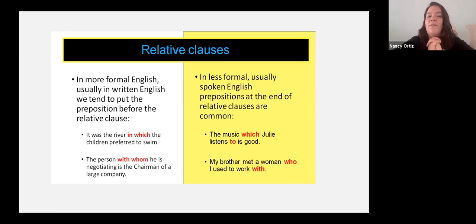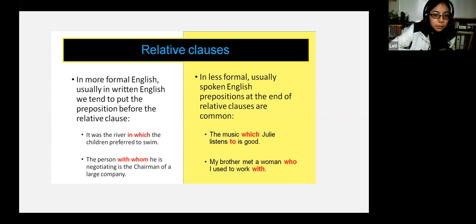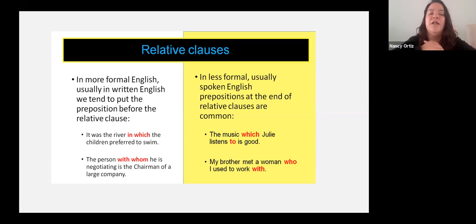Please read the two examples, Letty. It was the river in which the children prefer to swim. The person with whom he is negotiating is the chairman of a large company. That is formal. So in which, with whom, in formal English, we usually tend to put the preposition before the clause. Check how these grammar explanations are very carefully written, because as I said before, there are always exceptions. On which, in which, with whom. In less formal English, however, which is spoken English, prepositions at the end of relative clauses are common. This is what happened in your example, Larry. Can you please read both examples here?